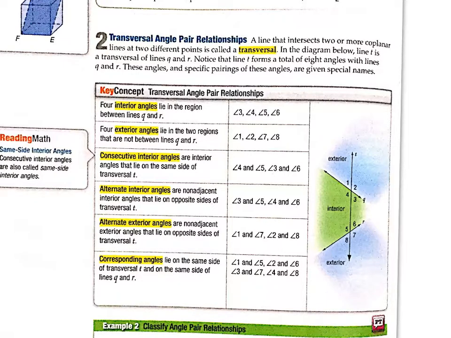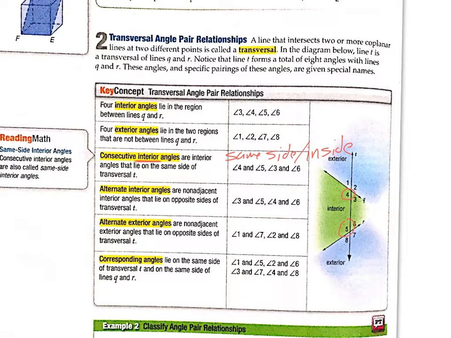Okay, so I'm going to write some different definitions here. Same side and inside. Inside because they're interior. Same side, so if I look at 4 and 5, they're on the same side of the transversal. That's the transversal line going right through right there. So same side, and they're both inside of the two lines. In this case, they're not parallel, but could be Q and R.